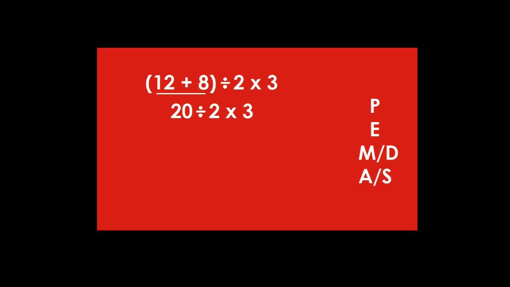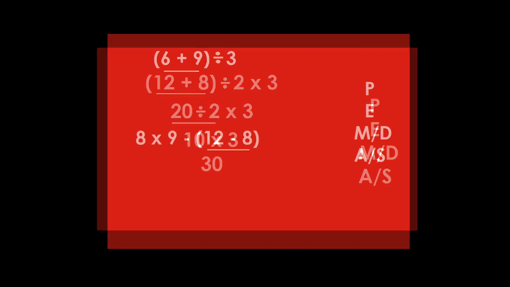So first I did 12 plus 8 because that is in parentheses, so that would be 20. And then I copied the rest, divided by 2 times 3. Then I did 20 divided by 2 because that came first, so that would be 10 times 3, which is 30. So this equation equals 30.